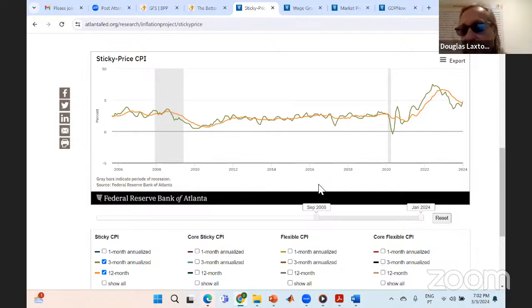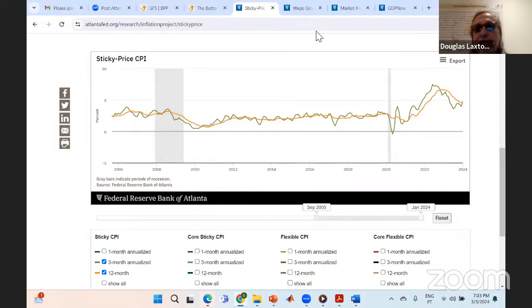Okay, but it's still at a number between 4 and 5%, which is still a lot higher than the 2% target. So we don't know what people are talking about. Now, what should we compare this with? What should be the next metric that we look at?